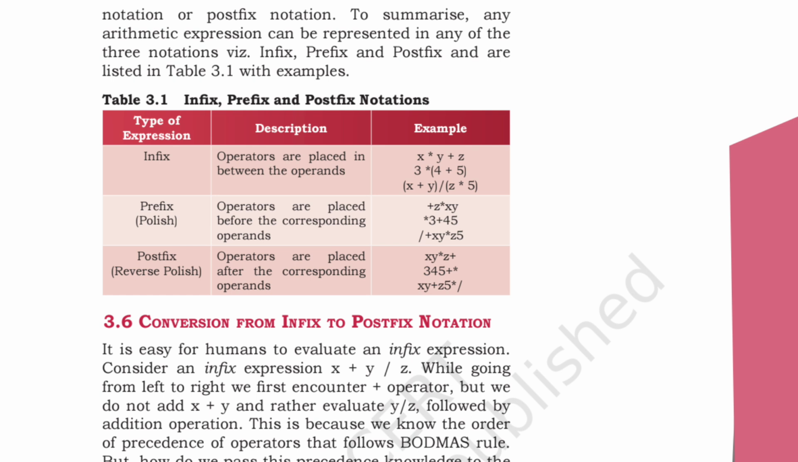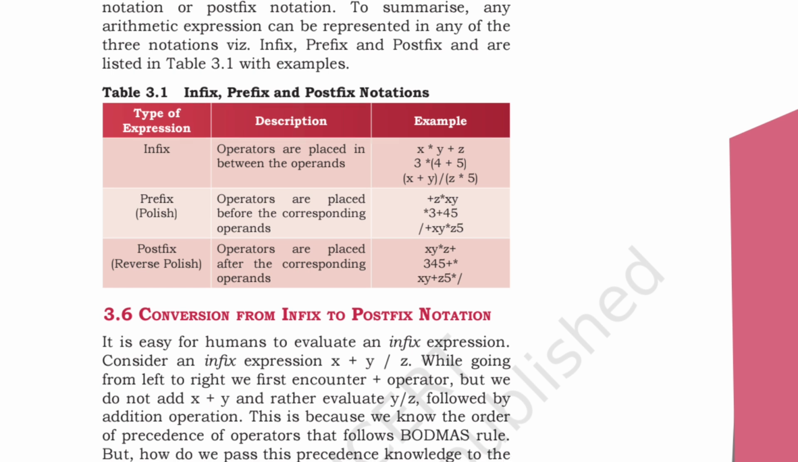Now the first operation is plus and then into. Then again, 3 into plus 4 5. Then again divided by plus xy into z5. This is the prefix Polish notation.